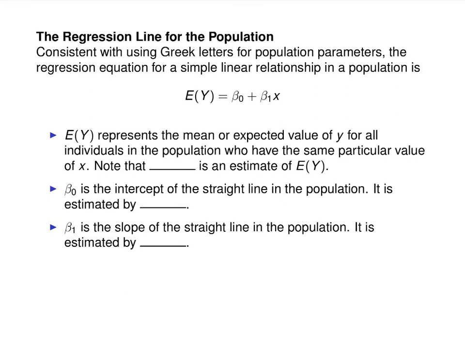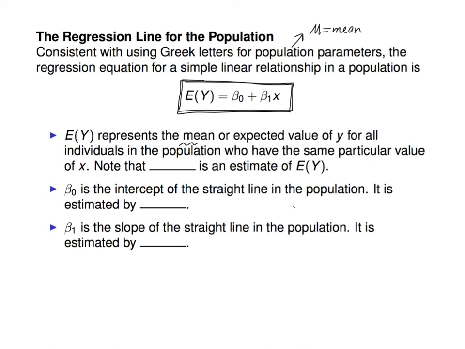Now, to be consistent with using Greek letters for population parameters, like think back, we used mu for the mean. So the regression equation, as in the true regression equation, is given by this formula, and that's called the expected value. And this expected value, remember back from chapter 8, that's a mean. So it's what you'd expect to see on average for this person with characteristic X. And note that y hat is an estimate of this expected value of y.